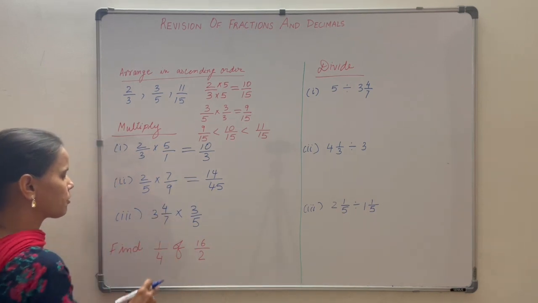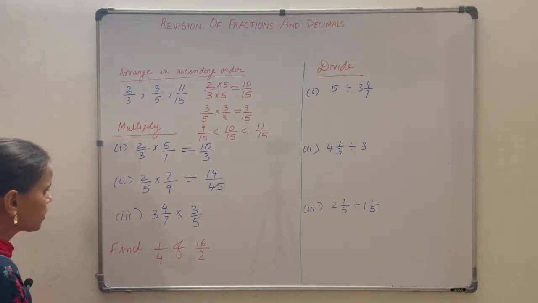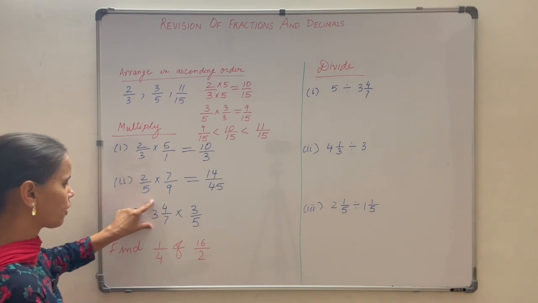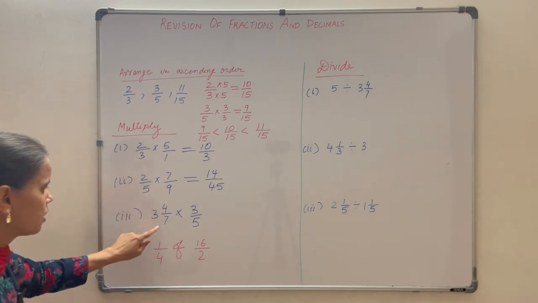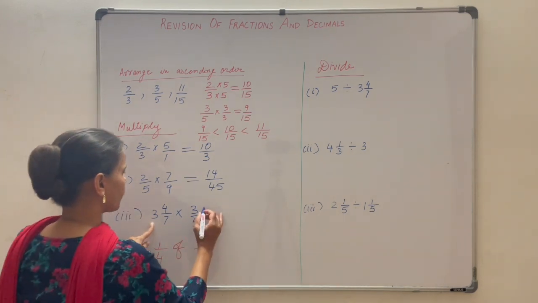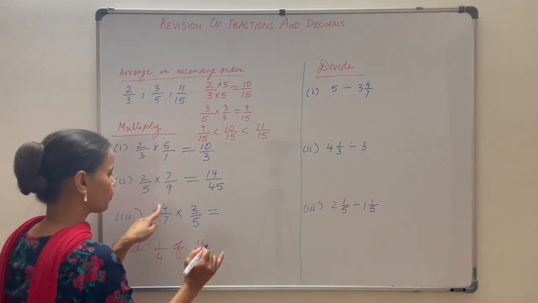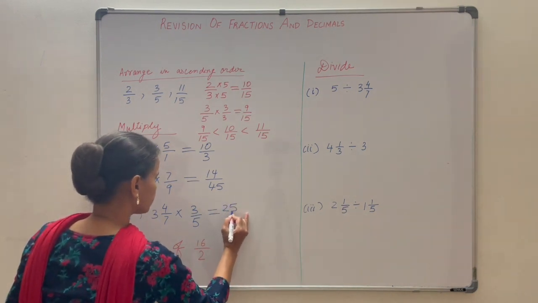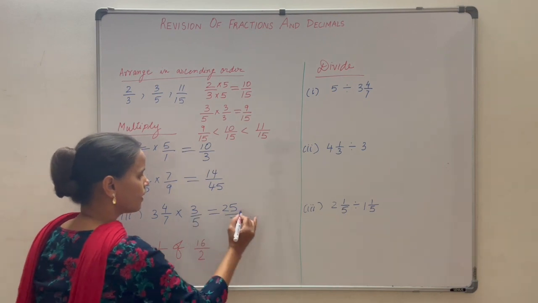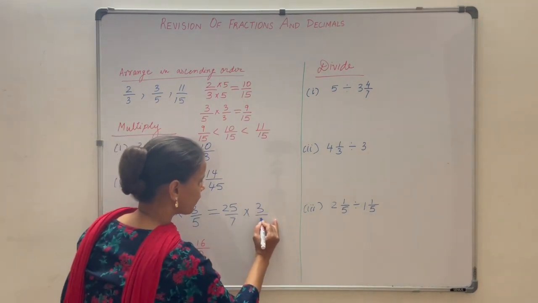So here you have got a mixed fraction. So you cannot multiply a mixed fraction as it is. First you have to convert into improper fraction. So 7 into 3 is 21. 21 plus 4 is 25. So this is 25 by 7 and into 3 by 5.